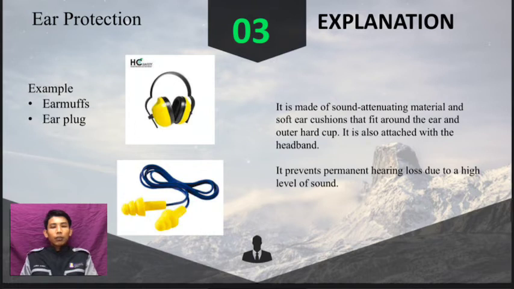Last but not least, I would like to explain about ear protection. Examples of ear protection are ear muffs and ear plugs. Ear muffs are made of sound attenuating material and soft ear cushions that fit around the ear, with an outer hard cap. They are also attached with a headband.